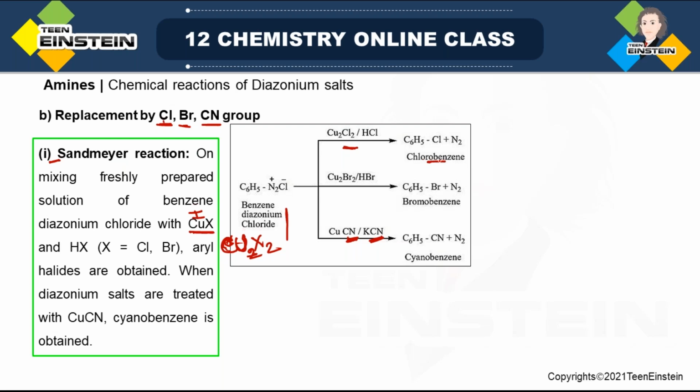So what are we getting? Chlorobenzene, bromobenzene or cyanobenzene. Fine. So this is known as the Sandmeyer reaction. And see, in all cases N2 is removed because we are replacing the diazo part.